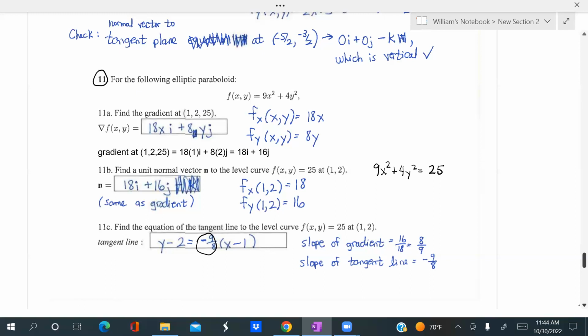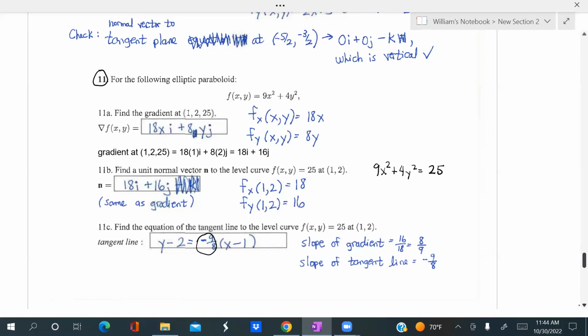But I do know the slope of the gradient, right? If you think of the gradient as having a slope, that's going to be rise over run. Here is the formula for the gradient. So if we think of this vector as having a slope, the rise would be 16, the coefficient of the j component, and the run would be 18, the coefficient of the i component. So the slope of the gradient is 16 over 18, which is 8/9.